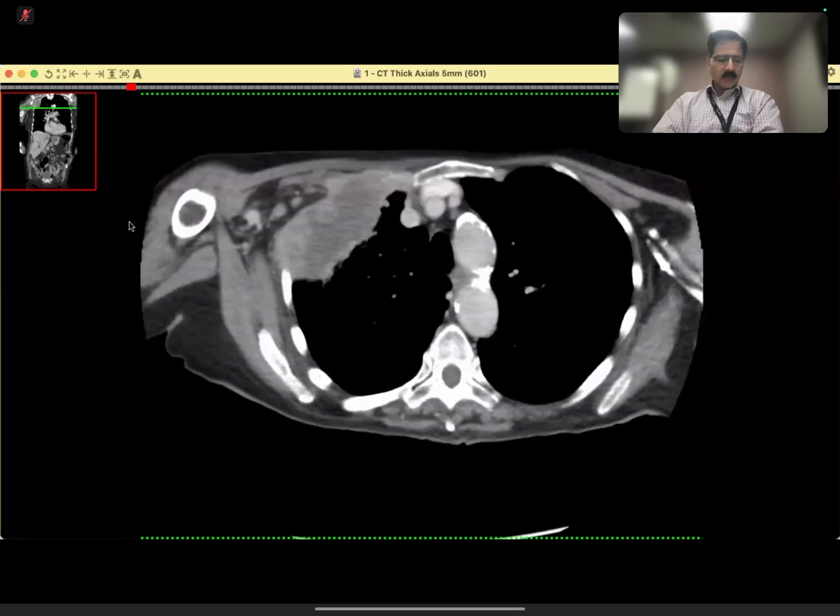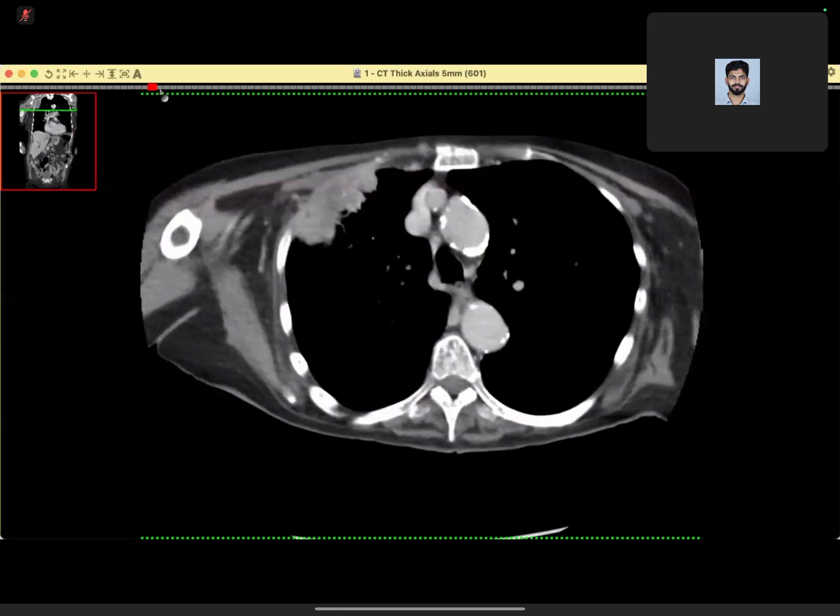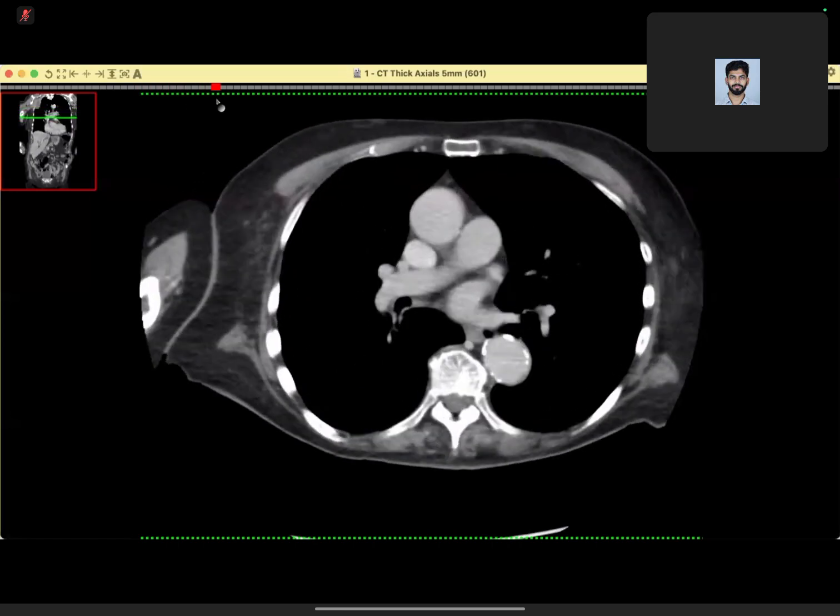Okay, and what is your final conclusion then? There is a large heterogeneously enhancing soft tissue lesion associated with marked restriction of the ribs on the right side, the right first and second rib. So it's possibly a metastatic lesion. What else can it be?